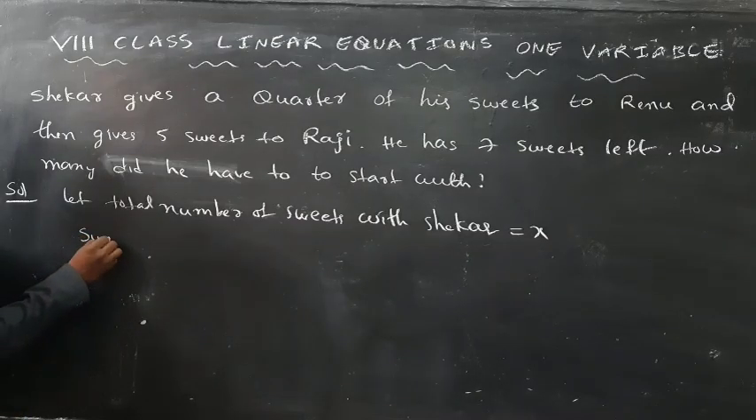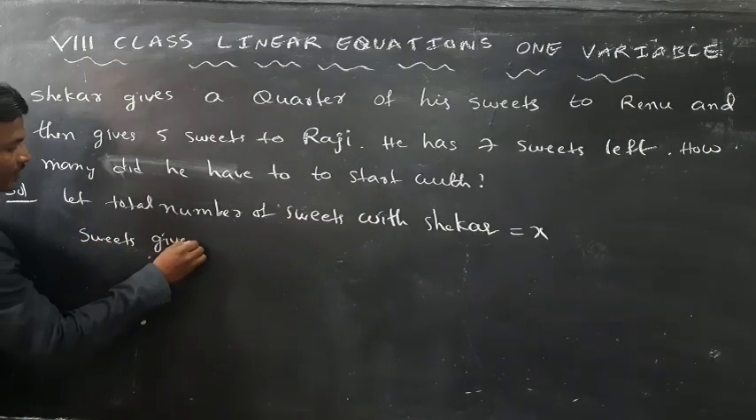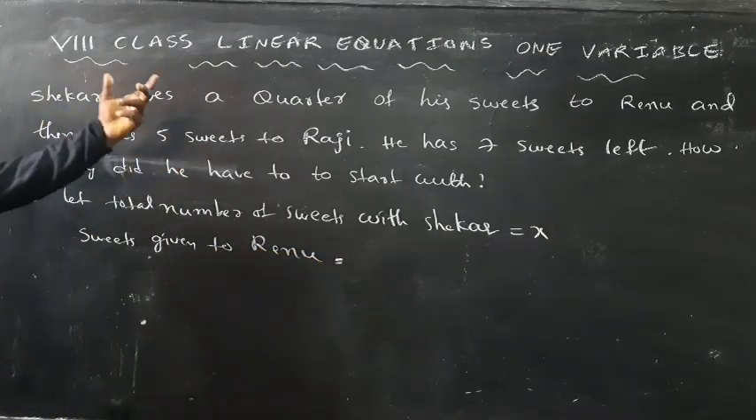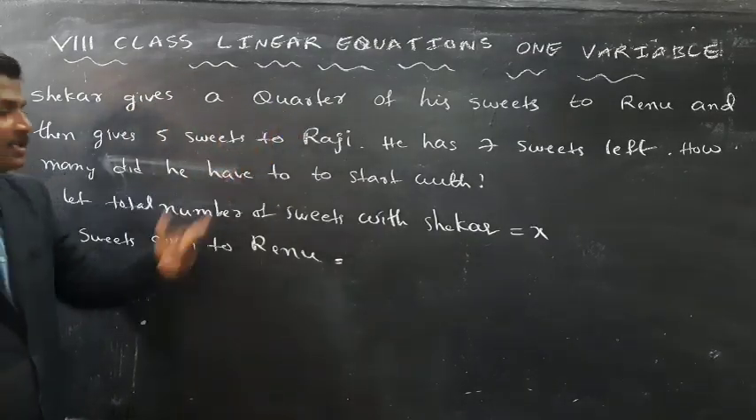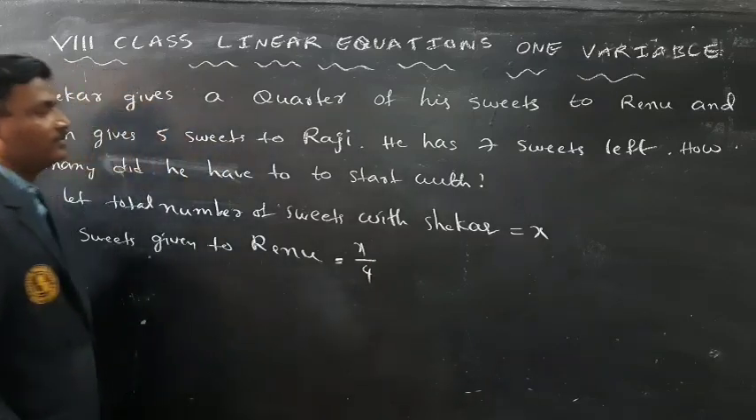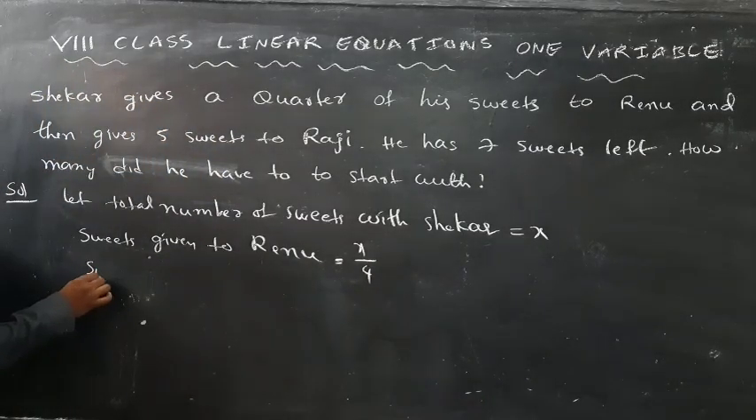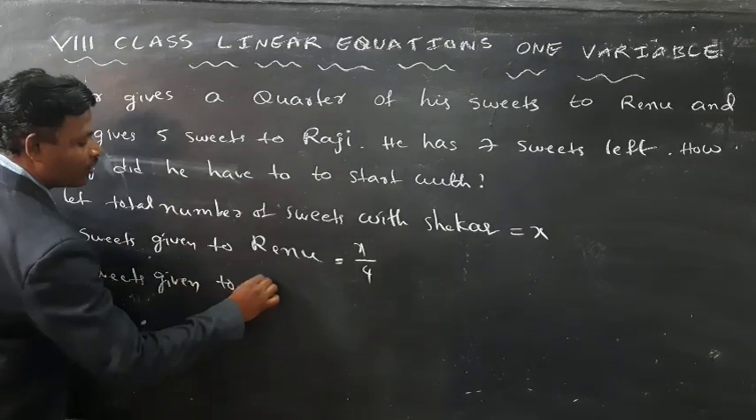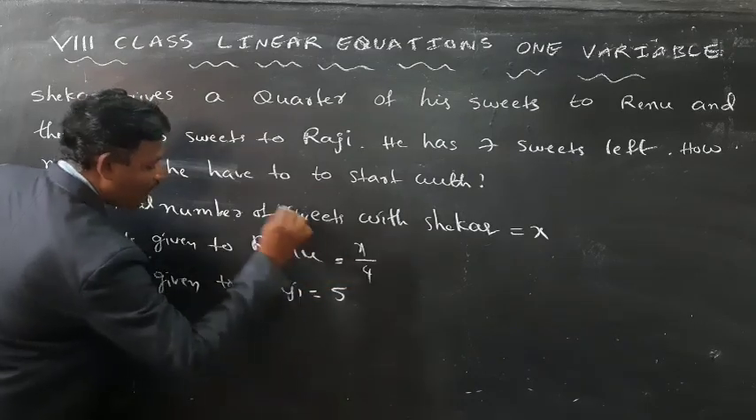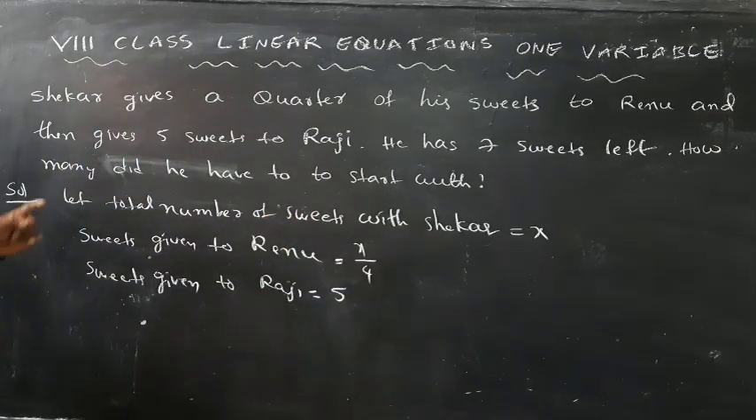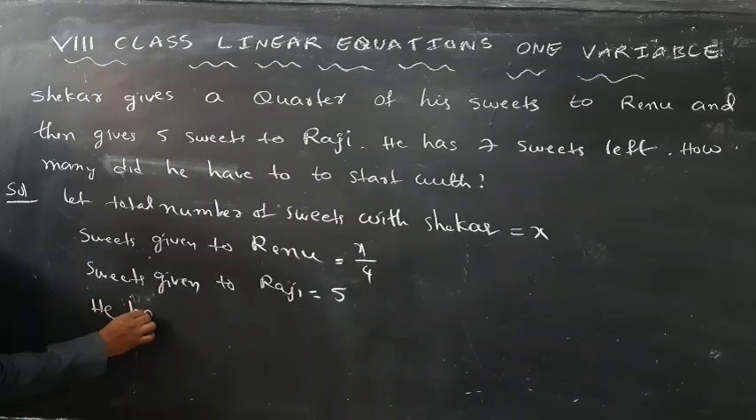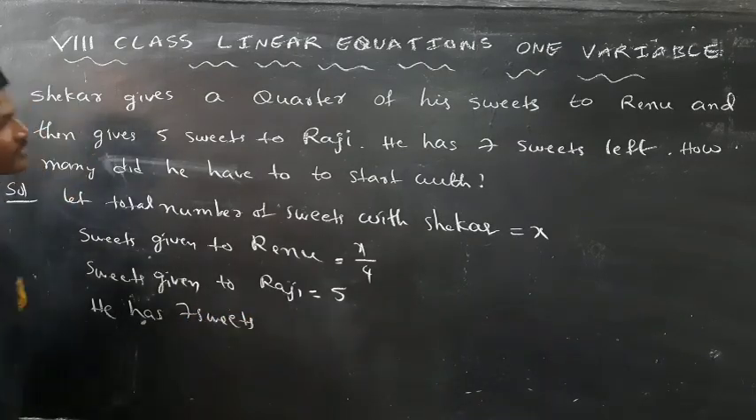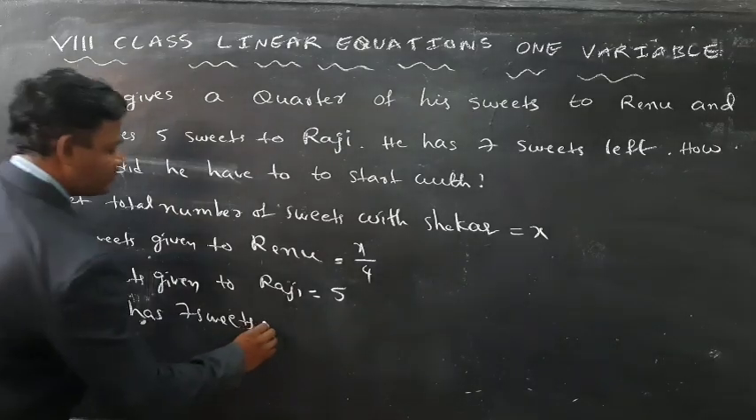Then sweets given to Renu. From that he gave a quarter of the sweets. It means X by 4. Next, sweets given to Raji. So how many sweets? 5 sweets. Thereafter he has 7 sweets left.